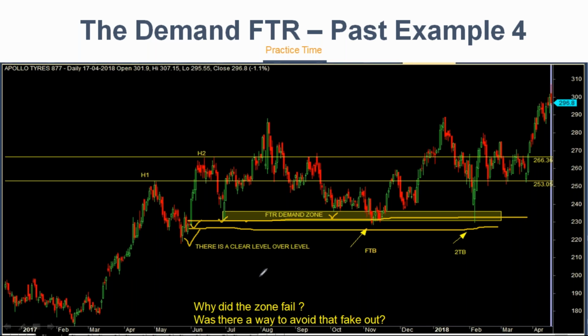Remember, whenever you take a zone, make sure that there is no zone over zone. See, for example, let's say this is a zone. If there is a zone just immediately below, you need to consider that also. If one zone is here, another zone is here, and there's a huge gap between the two, that is fine. But if they are next to each other, you must respect it, because price can go there also.